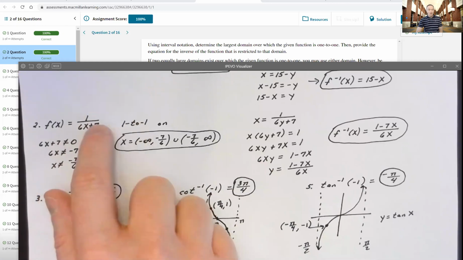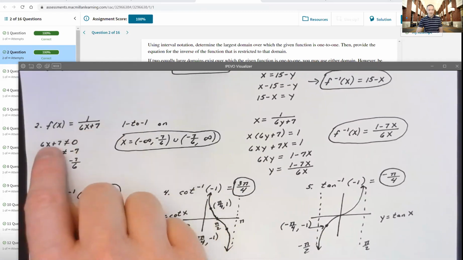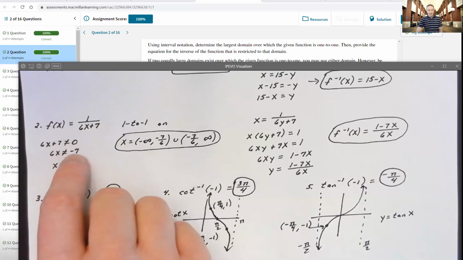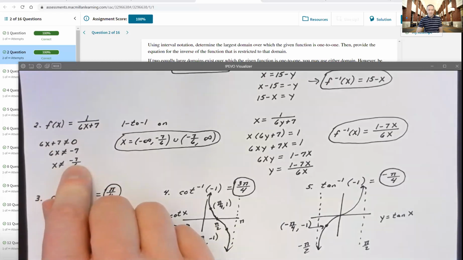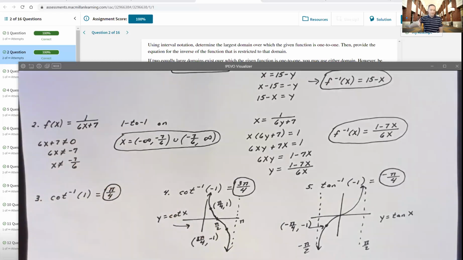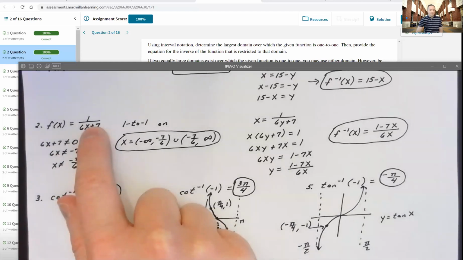How? Well, we know that it has a vertical asymptote wherever the denominator is 0. So I can say, well, all right, it's going to have a denominator of 0 when 6x plus 7 is 0. So I know that 6x cannot equal -7 and x cannot equal -7 over 6. That's going to be a vertical asymptote in this function. I also know that this rational function would have a horizontal asymptote at y equals 1/6. That's what it's going to approach as x approaches positive or negative infinity.